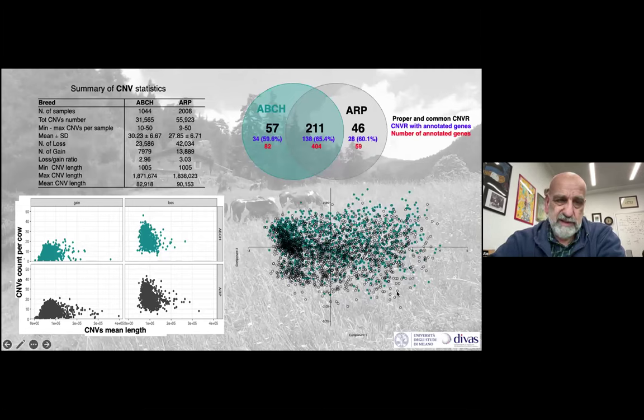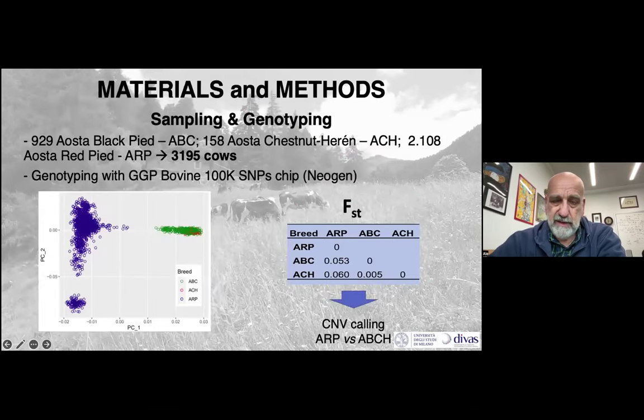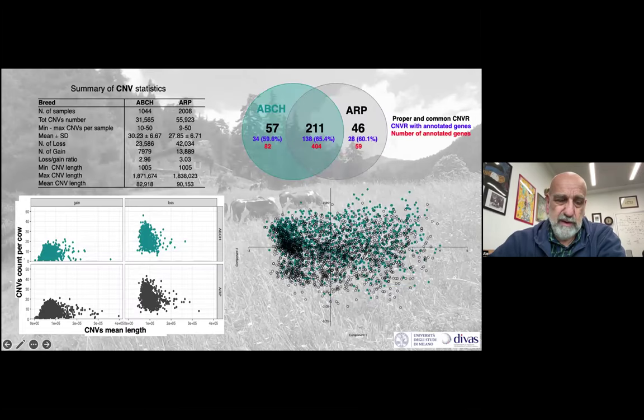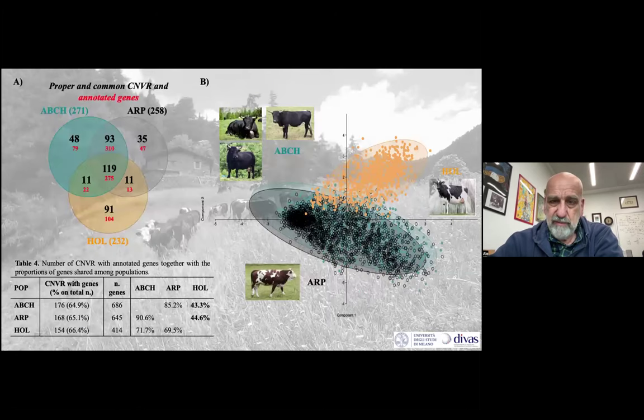Those are the same individuals that you see here in SNPs. But if we look at how they cluster using copy number variants and copy number variant regions, we see a unique cloud. They do not differentiate according to breed. But if we bring Holstein into the picture, we see that Holstein differentiates very well. In terms of copy number variants, Holstein differs from these three breeds.